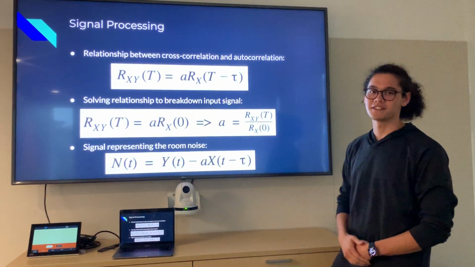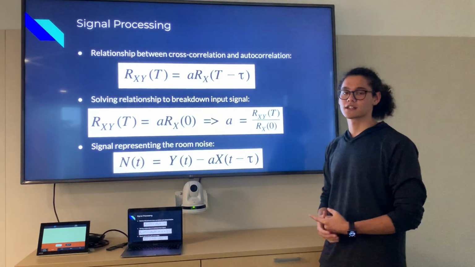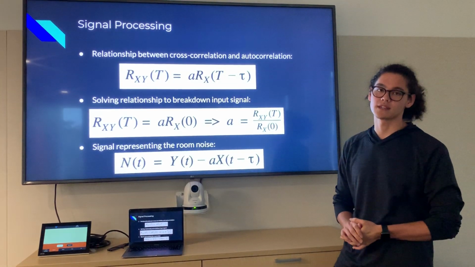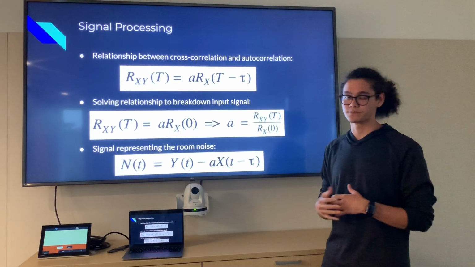On slide 5, we dive into our signal processing. So here you can see we're going to take in two input signals. The first signal will be signal X, which will be the user's input signal, and signal Y, which will be the signal received from the user's microphone.